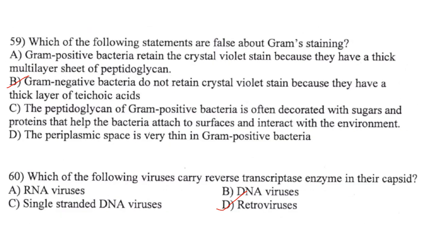Then next one. Which of the following statements are false about gram staining? Gram-positive bacteria retain the crystal violet stain because they have a thick multi-layer sheet of peptidoglycan. Yes. Gram-negative bacteria do not retain crystal violet stain because they have a thick layer of teichoic acid. Gram-negative bacteria don't have teichoic acid. So that statement is false about gram staining. So your answer is option B.